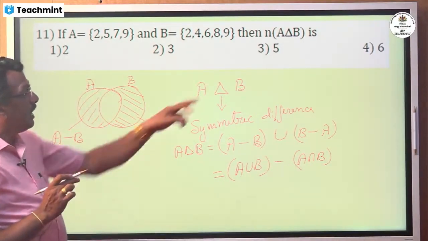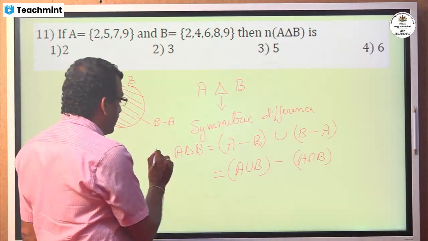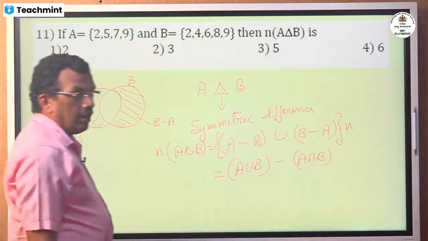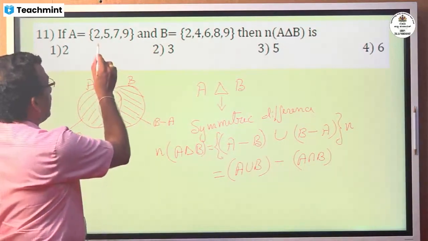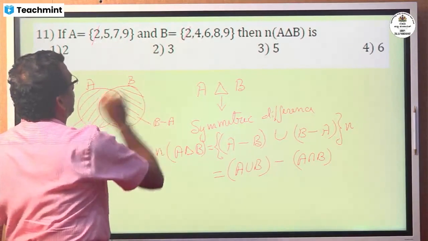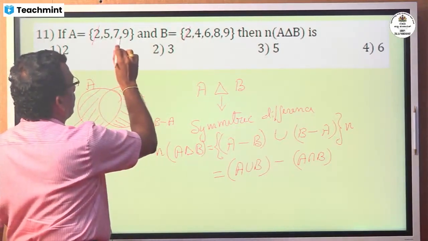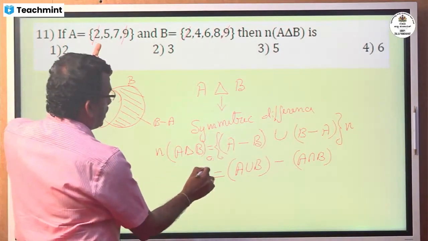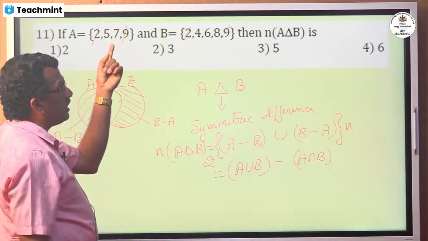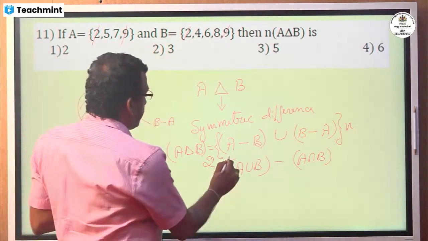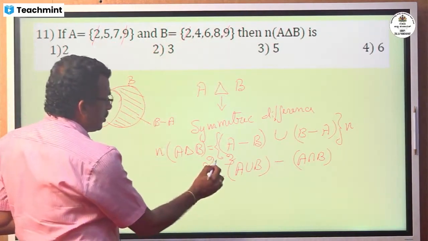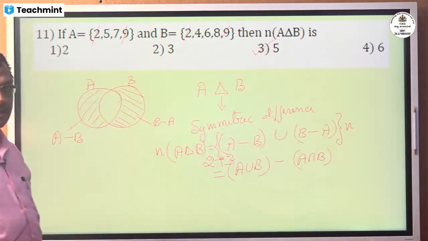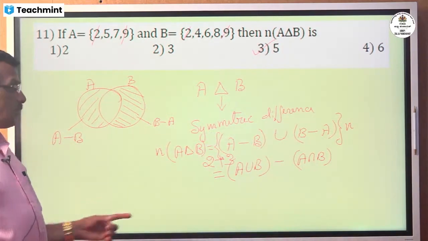Now the question is, the number of elements in the symmetric difference is n of this. What is the number of elements in A minus B? Look at A and B. 2 is common, 5 is not common, 7 is not common, 9 is common. So A minus B has 2 elements. B minus A has 3 elements. When I combine these two, I get 2 plus 3 equal to 5 elements in the difference. Hence the solution is this.